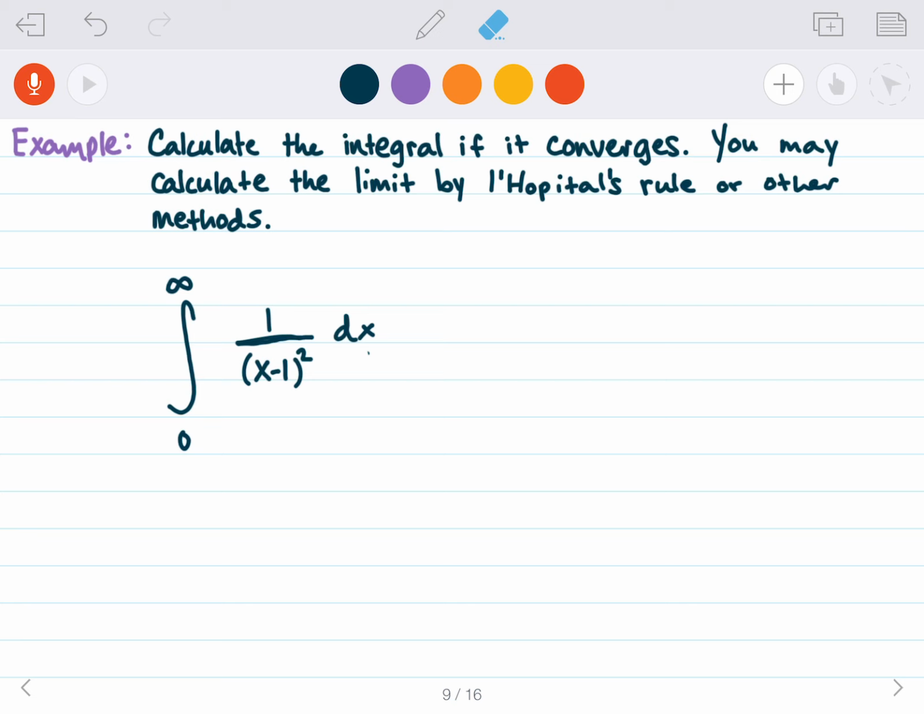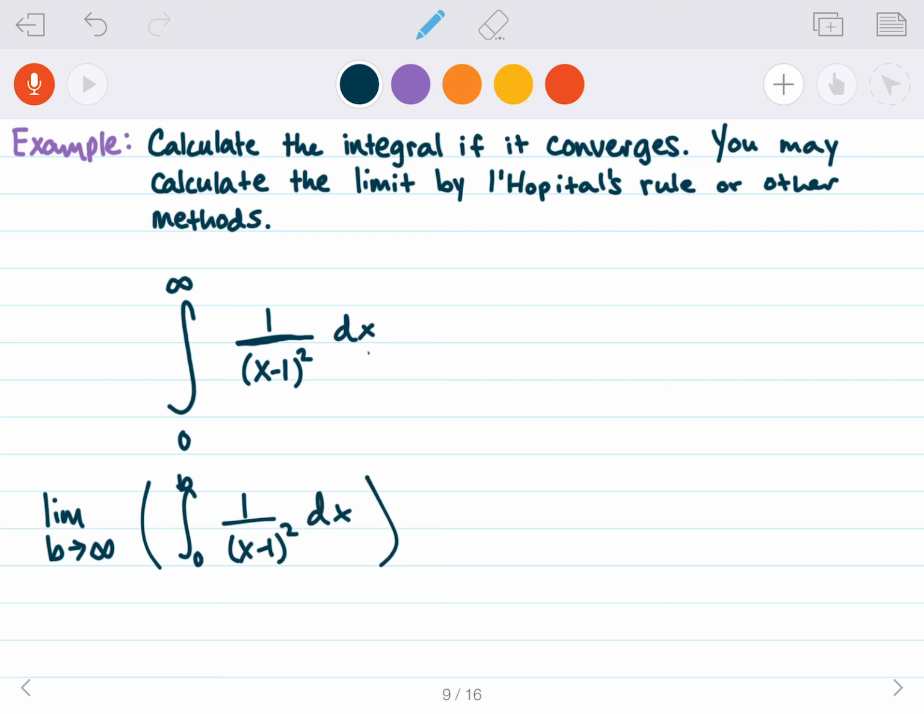Calculate the integral if it converges. You may calculate the limit by L'Hopital's rule or other methods. So since we have an improper integral, we need to set up our limit problem. So this turns into the limit as b goes to infinity of the integral from 0 to b of 1 over (x minus 1) squared dx.